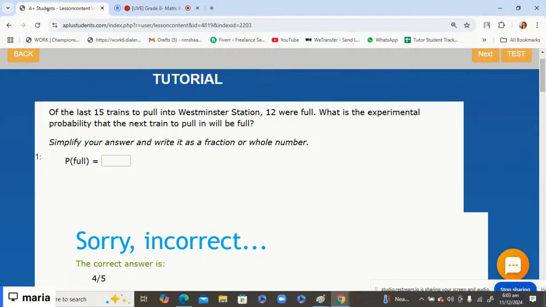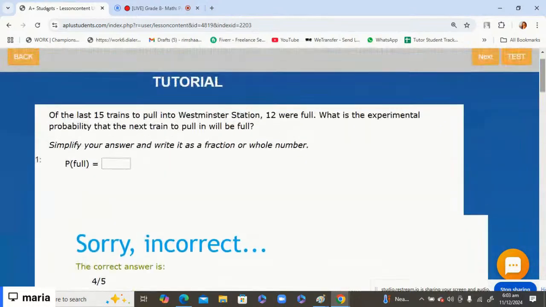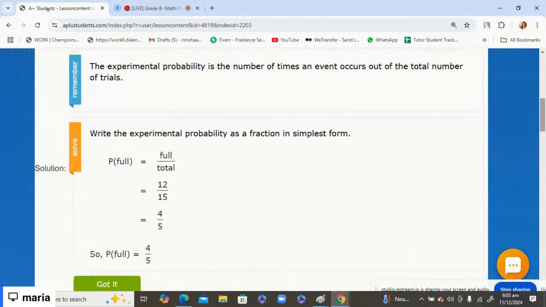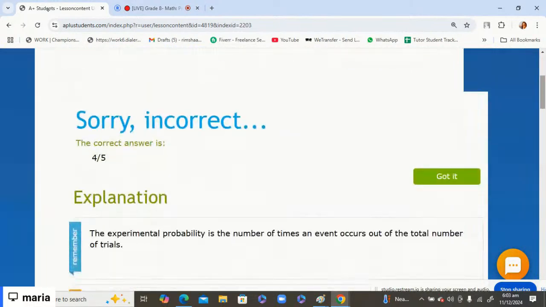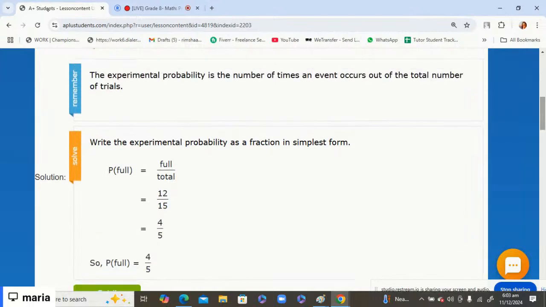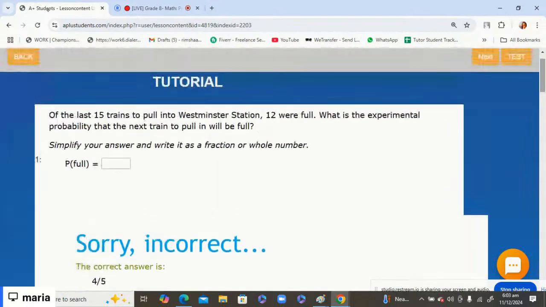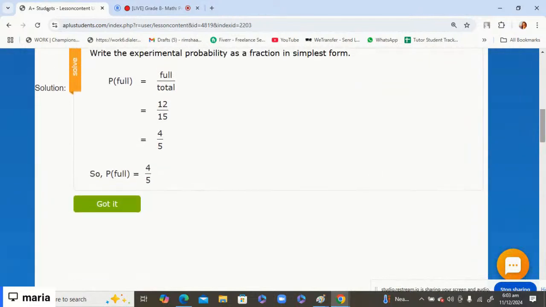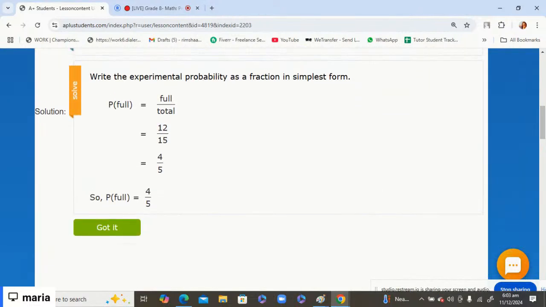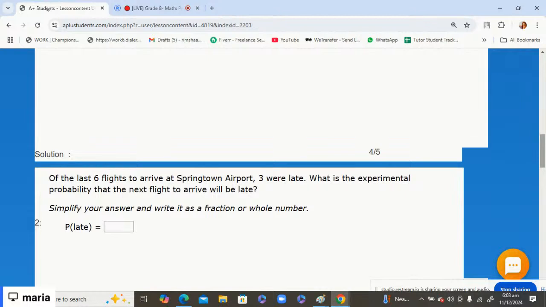So we are going to find out the probability of this. How can we find the probability? We are going to put the interested thing over the total. How many were full? That was 12, so 12 over 15, and in this way we get our answer, 4 by 5. Just dividing: 3 times 4 is 12, 3 times 5 is 15, and the probability of full is 4 by 5.